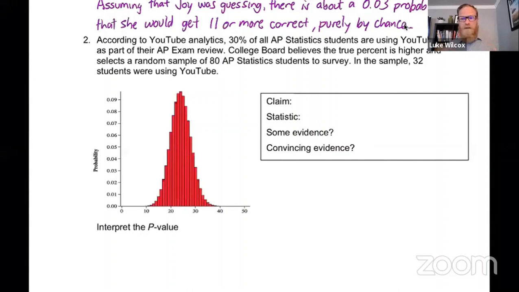Okay, let's think about a couple of things here first. The first thing to identify is that the thing that the College Board is measuring is the number of students that are using YouTube here. Okay, the number of students. That's like the number of successes in a fixed number of trials, which is 80. And I'm hoping that's triggering to you that this is, in fact, a binomial distribution. Now, just to make sure, we know that there are 4 conditions that are necessary for this to be considered a binomial distribution.